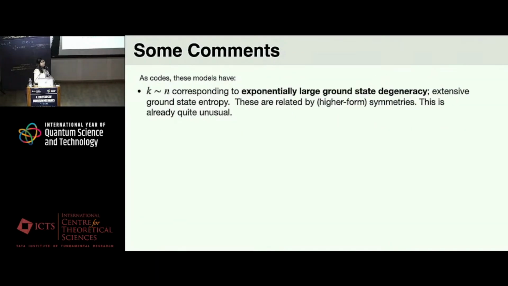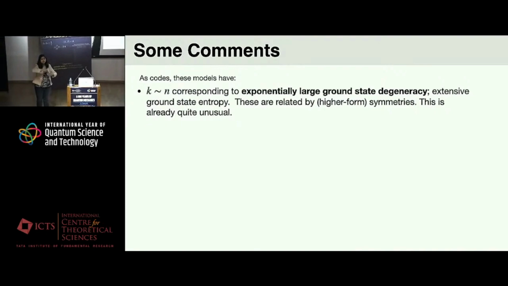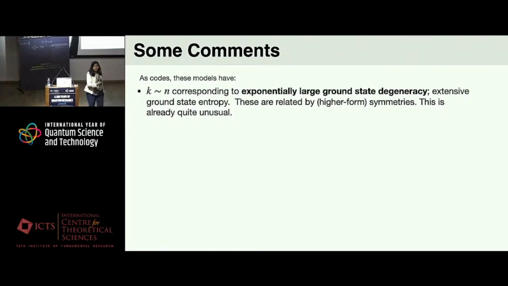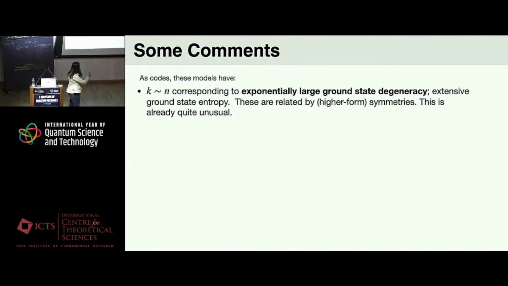So a couple of other points. When viewed as codes, as I was mentioning, these models have k proportional to n. So that means they encode a number of logical qubits which is proportional to the number of physical bits. So this corresponds to an exponentially large ground state degeneracy or extensive ground state entropy. Okay? Given these are ground states of the problem, these are actually related by generalized symmetries. If you're talking about quantum models, these are the logical operators of the code. Those can be viewed as higher form symmetries or deformable symmetries, but the many different ground states are related by symmetries, and you already have exponentially many of them. So this extensive ground state entropy already points to something quite unusual happening in the system.